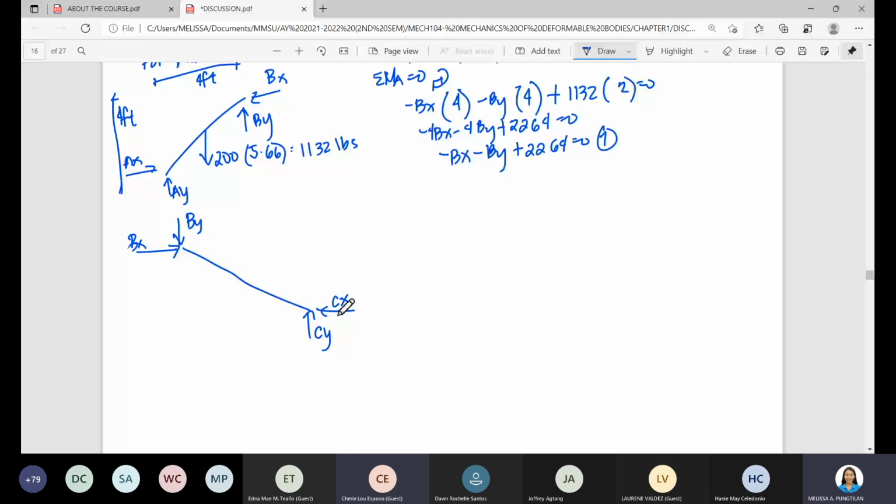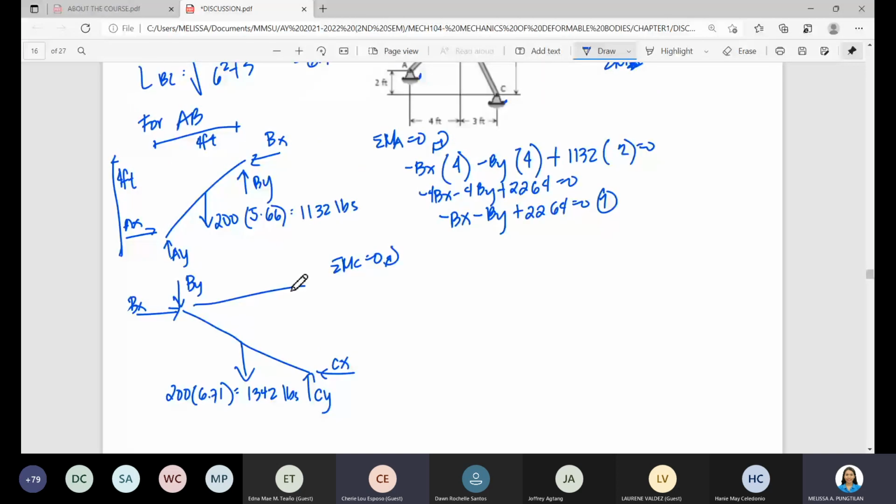Okay. So ganun din. Let's take the summation of moment at C is equal to 0, clockwise as positive. So this is 3 feet and 6. So meron tayong Bx, moment arm is 6. Minus By, moment arm is 3. Minus 1342, moment arm is 1.5, is equal to 0.